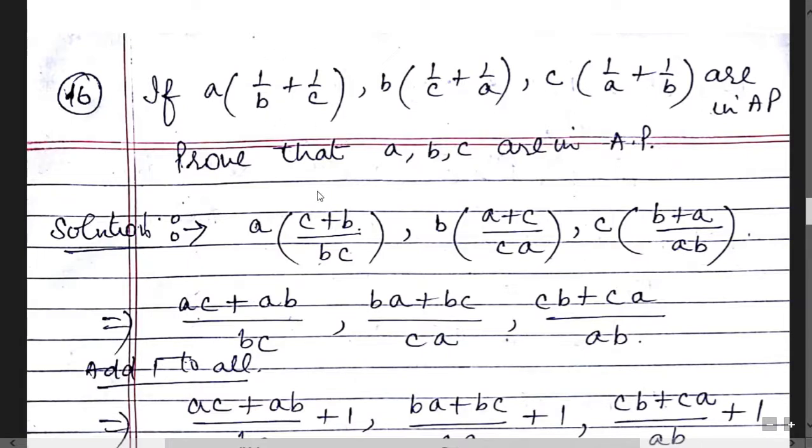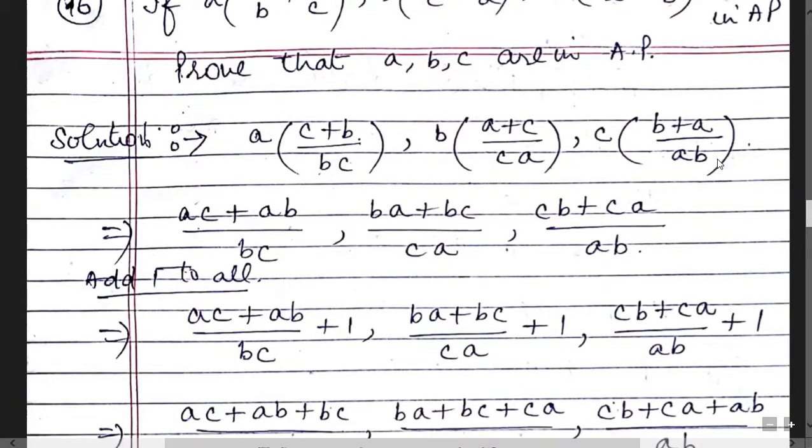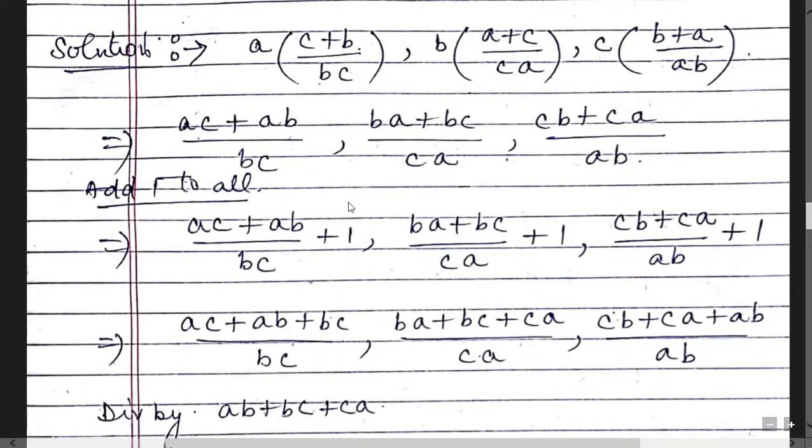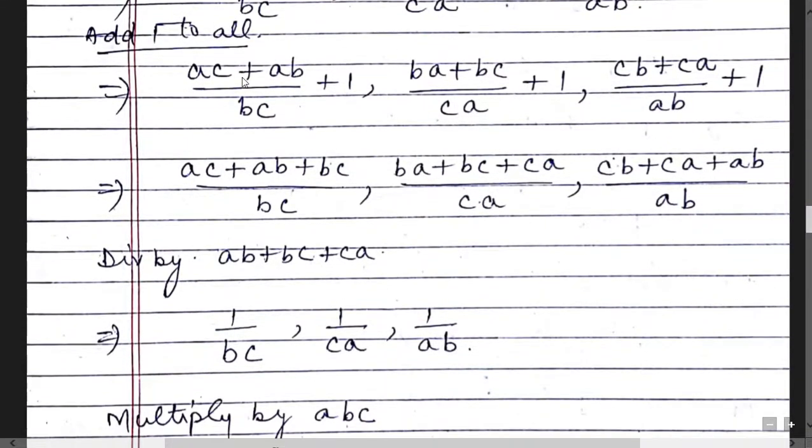In the first step, take LCM. It's C plus B divided by BC, and similarly in the second and third terms. Then multiply the term AC plus AB. Similarly, second is BA plus BC, then CB plus CA, and the denominator is the same as it is. Then add 1. The numerator term is AC plus AB plus BC. Similarly, second and third terms. Basically, the numerator terms are the same, and divide this term AB plus BC plus CA.